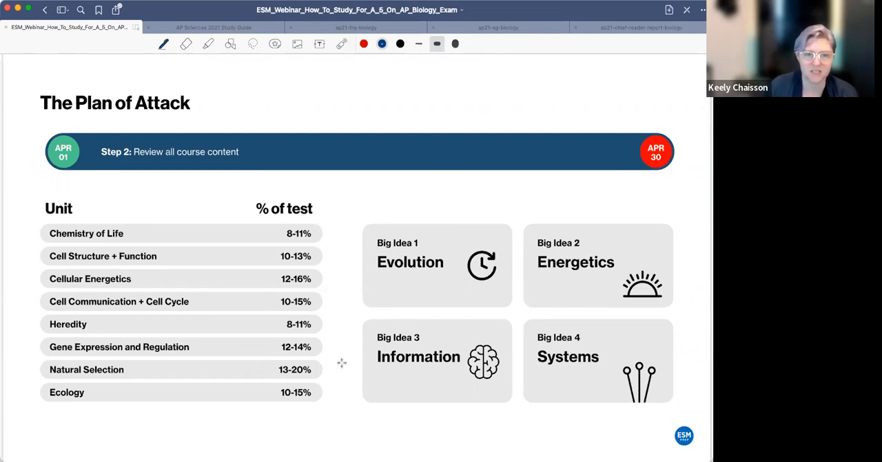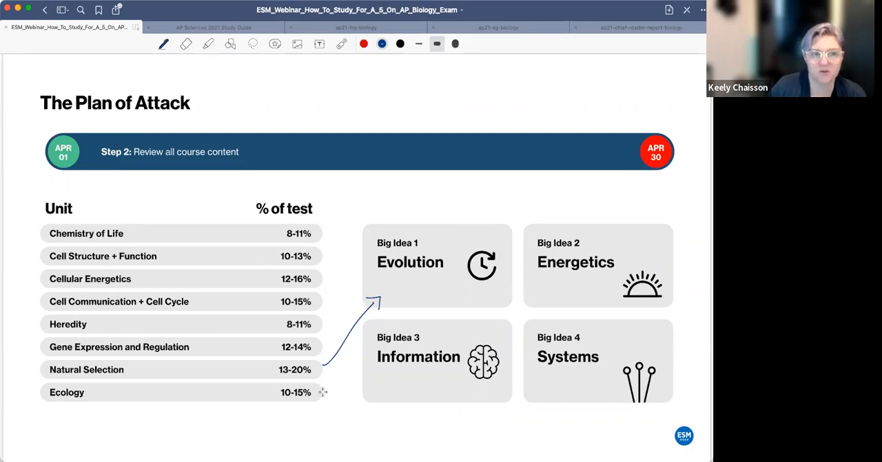A big thing to note is that natural selection can be up to 20% of the test. And the key for that is that the idea of evolution is one of 4 big ideas in the course. And if you don't understand natural selection, you don't understand evolution. So if a quarter of the big ideas in the course relate to evolution, of course, natural selection as a unit has to be very important to the course.